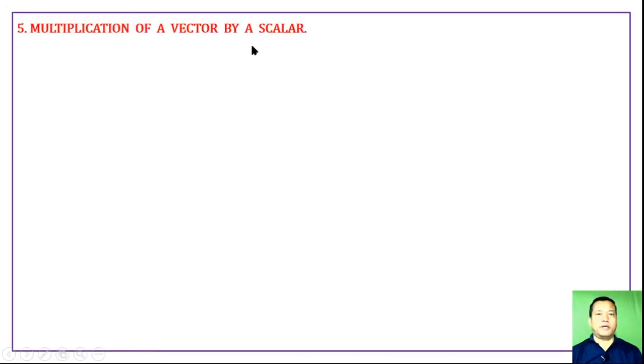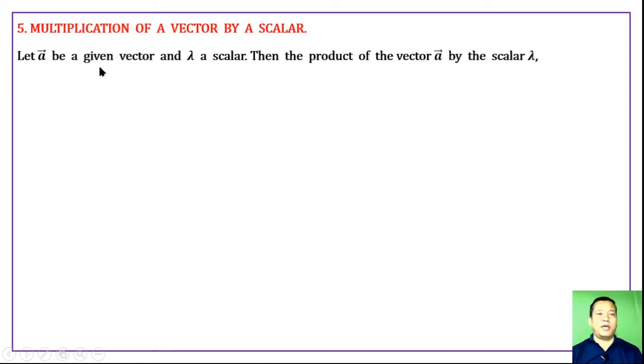Multiplication of a vector by a scalar. Vector amar scalar amana puriba. Let A be a given vector and lambda a scalar.